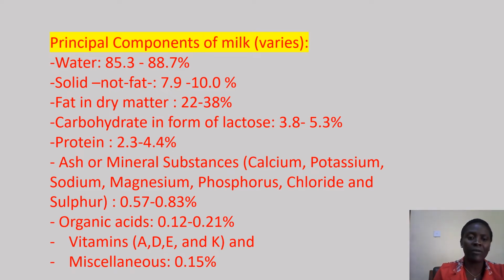So if you have cow A, the components will vary with respect to water, solids not fat, fat in dry matter, carbohydrates, protein, ash or mineral substances, organic acids, vitamins, and miscellaneous. And that's why we have to blend them together. Usually the range for water is as stated above, about 85 to over 88%.